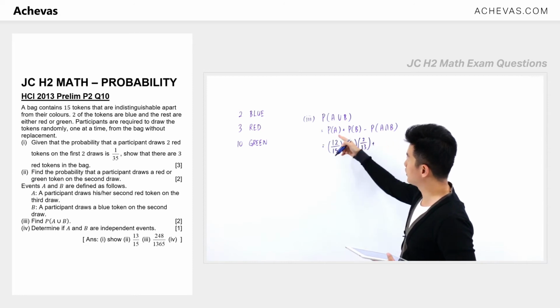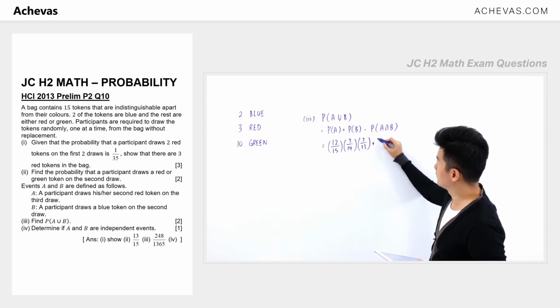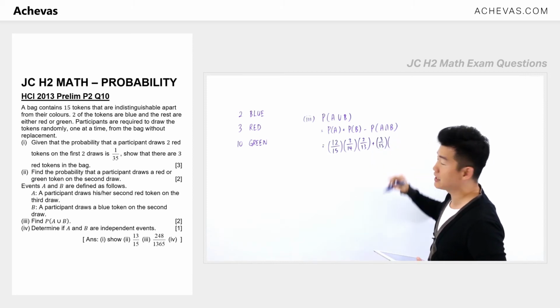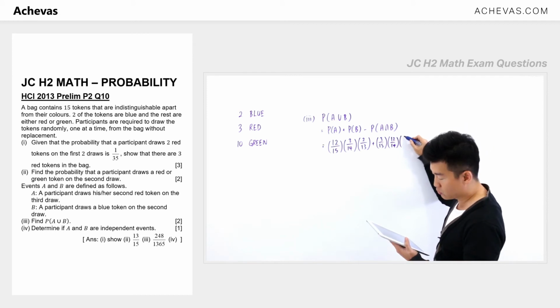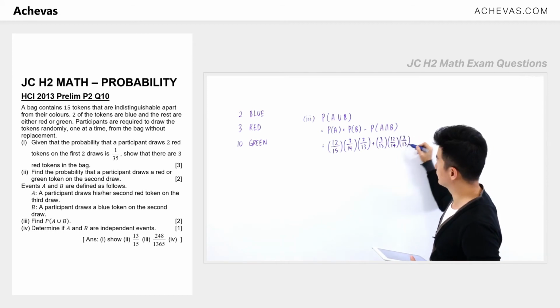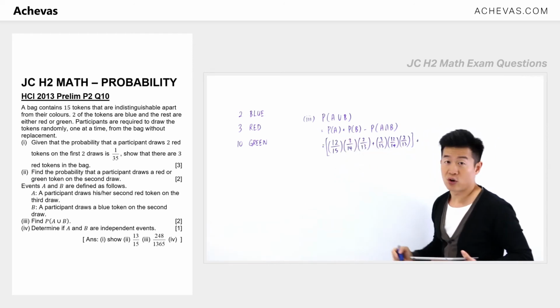Or another possible scenario is that the first draw is already a red colored token, so it is going to be 3 over 15. Then a non-red colored token, it is going to be 12 over 14. And then a red colored token, so it is going to be equal to 2 over 13. And this is the probability of A.